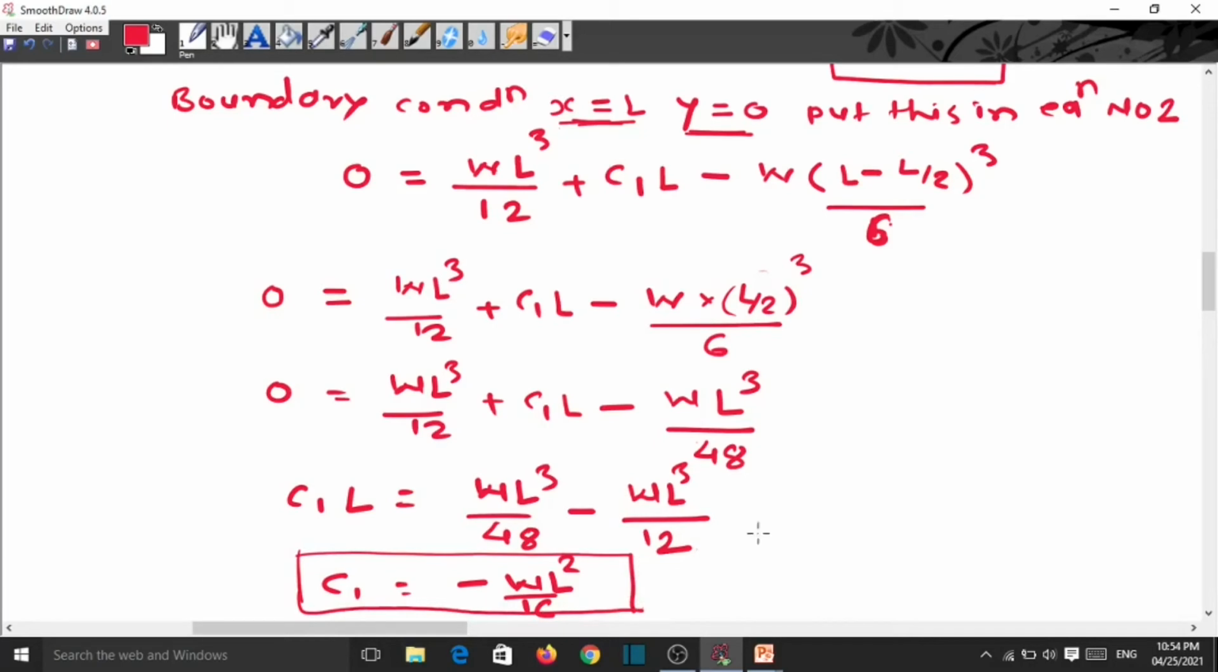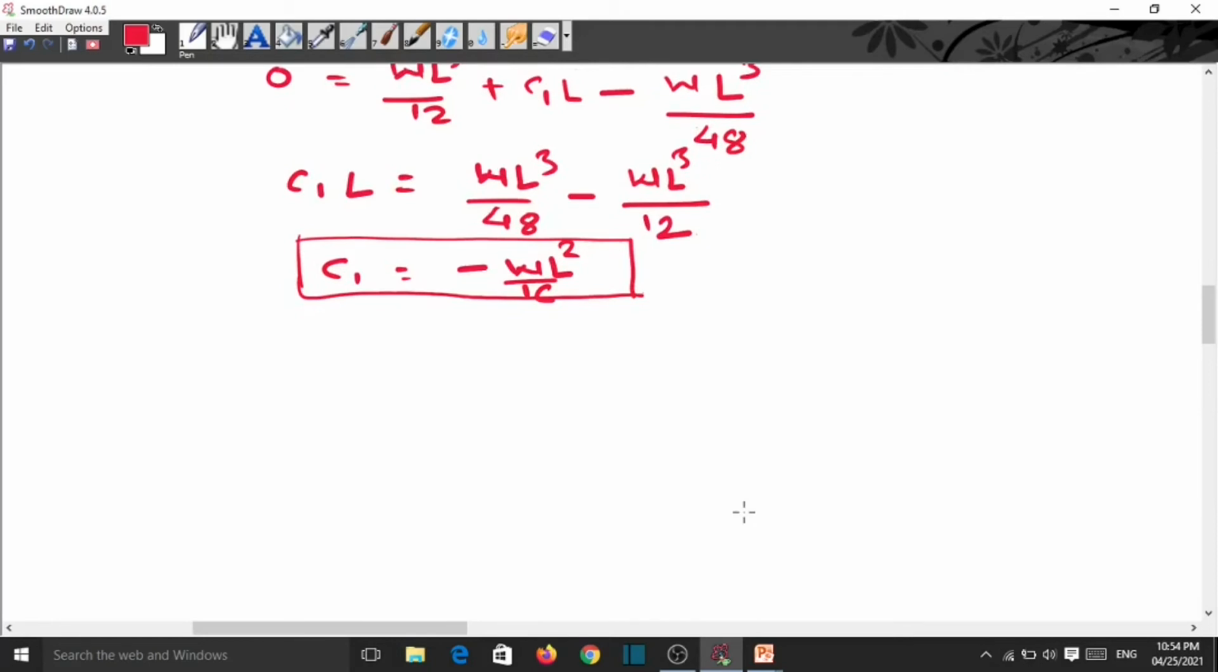So in this way we got the value of C1 and C2. C2 is equal to 0 and C1 is equal to minus WL square by 16. So now our aim is to find the slope at A.